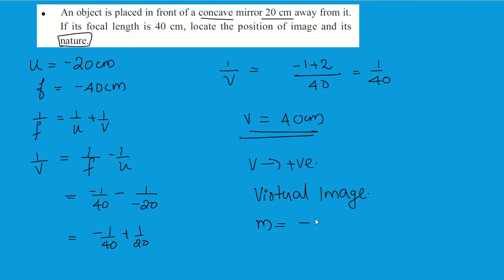M is equal to minus V by U. When we explain nature, we have to explain all the characteristics. It's a virtual image. Minus of V. What is V? V is 40. U is minus 20. See, I'm putting the bracket so that I don't miss any of these signs. So 40 by 20 is 2. Two negative signs are there, so that cancels and I'm getting 2.